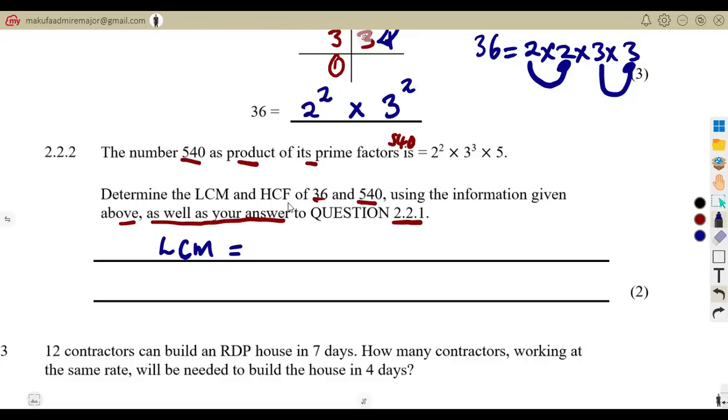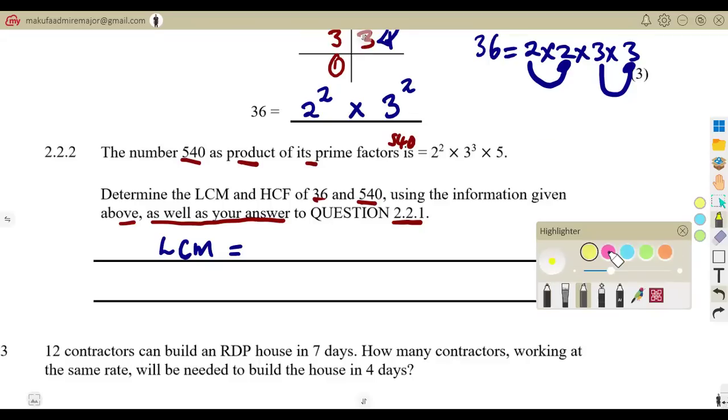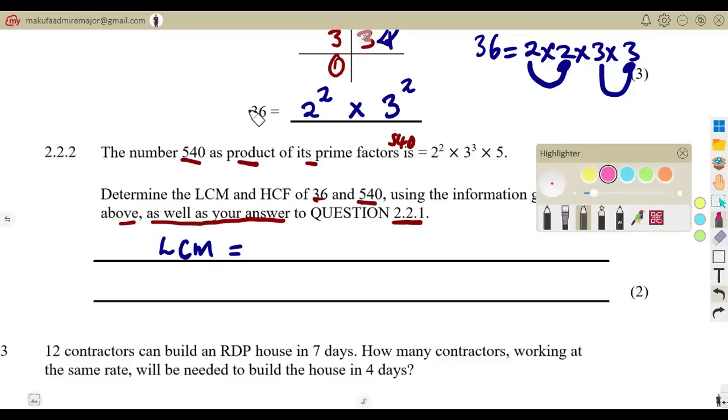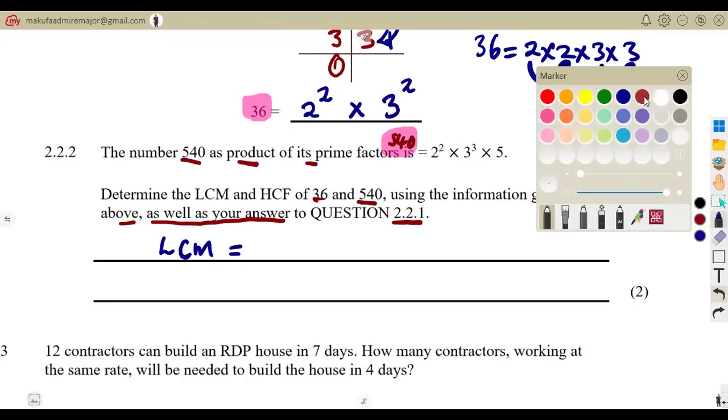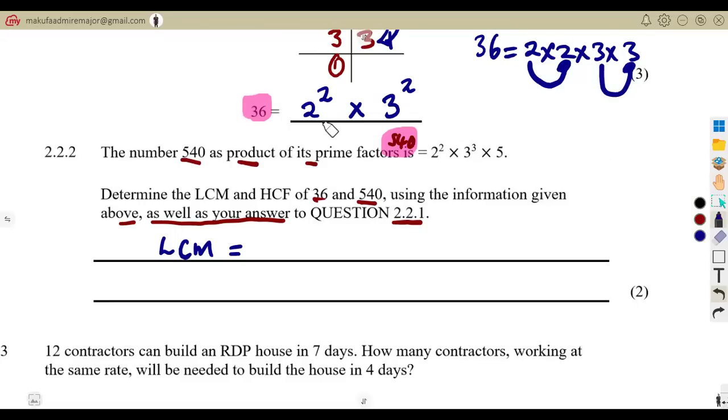So how do we take these numbers? They are exponents. Take note how you wrote your 36 here, right? Take note of your 36 and your 540. This is our 36. This is our 540. The answers are given in exponential form. So in exponential form, for the LCM, if it is common, you take the one that has the highest exponent. Like what we see here, 2 and 2 is common. So which one has the highest exponent? In this case, they are of the same exponent. So we're just going to take 2 to the exponent of 2.